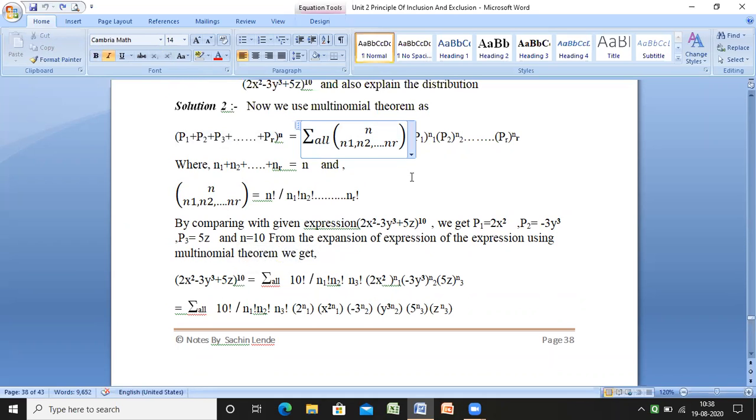That equals the summation over all n1, n2, n3 till nr. We have the value of n, but we don't have the values of n1, n2, n3. So we put in the n value, 10 factorial, and we select n1, n2, n3 from n. So n factorial divided by n1 factorial, n2 factorial, n3 factorial, and we put in only the n value here.